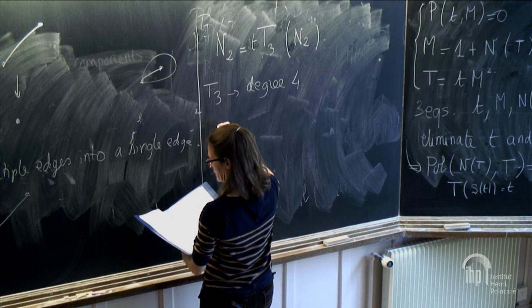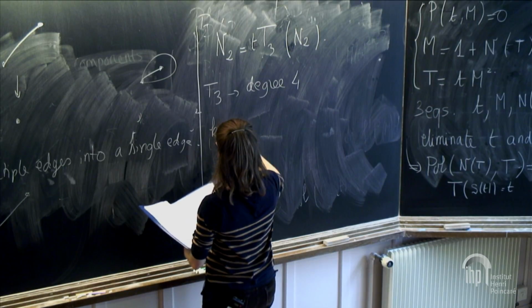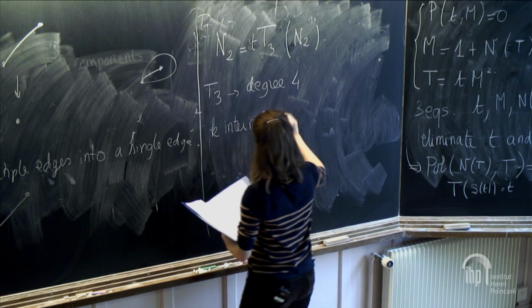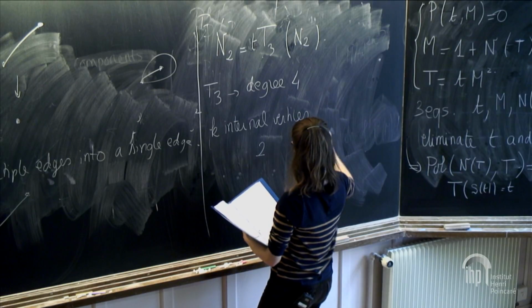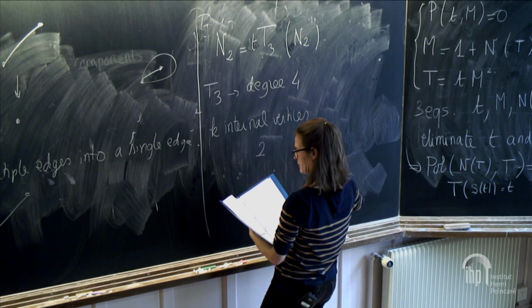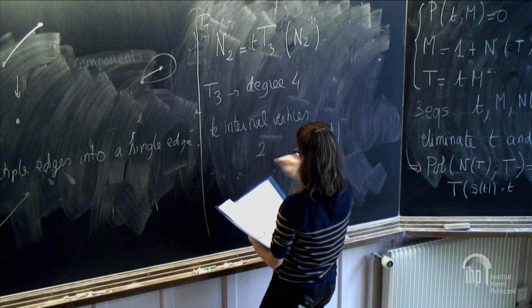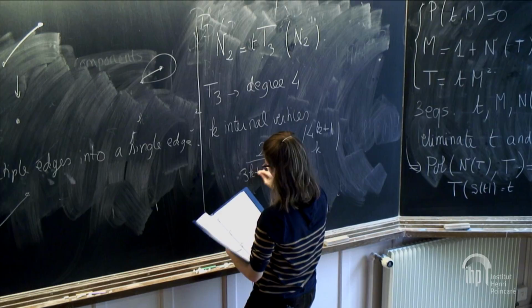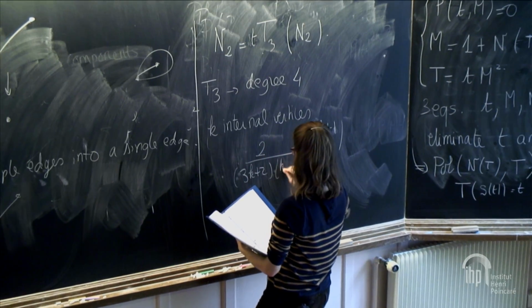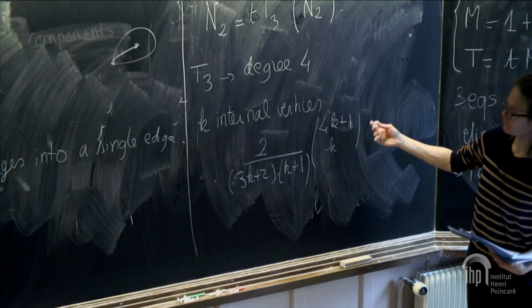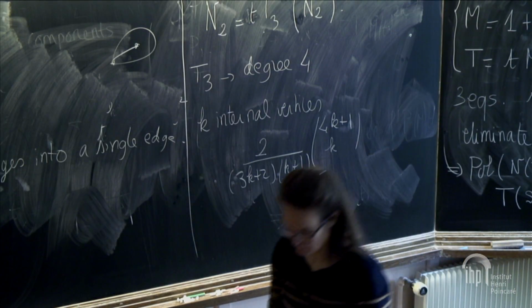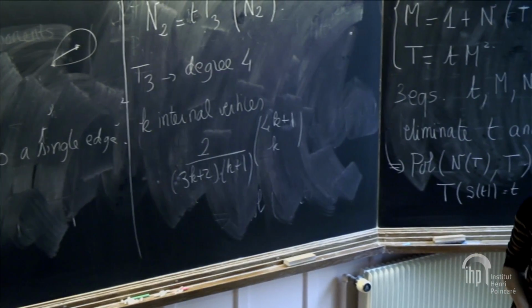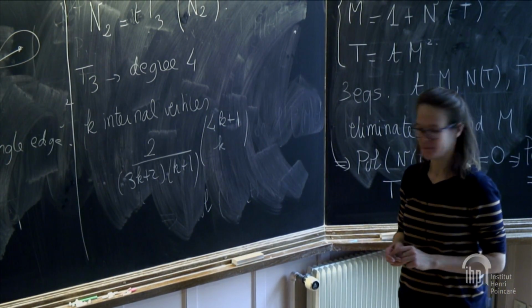So the number, for k internal vertices, you find that there are 2 (4k plus 1)! over (k plus 1)! (3k plus 2)!. So that's the number of 3 connected triangulations with k internal vertices. And there's a similar construction for the 4 connected ones and something more complicated for the 5 connected ones. So. Okay, and sorry for going over time.